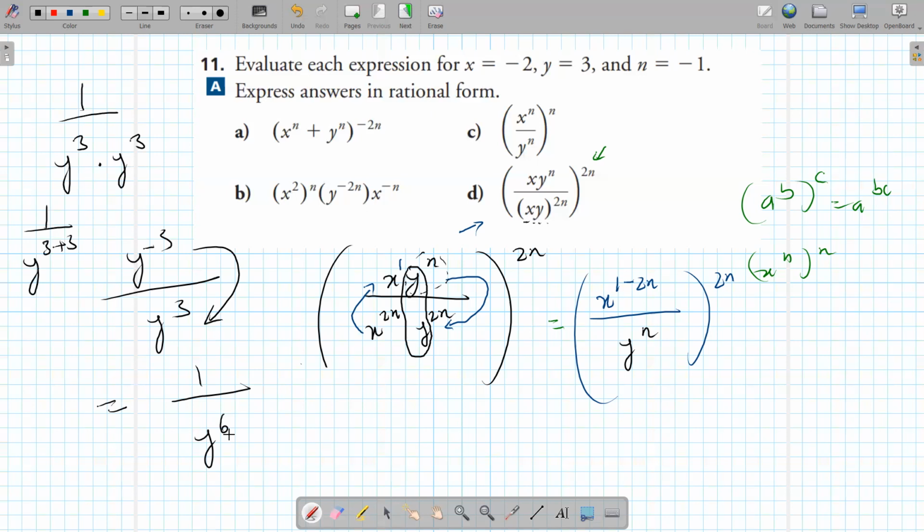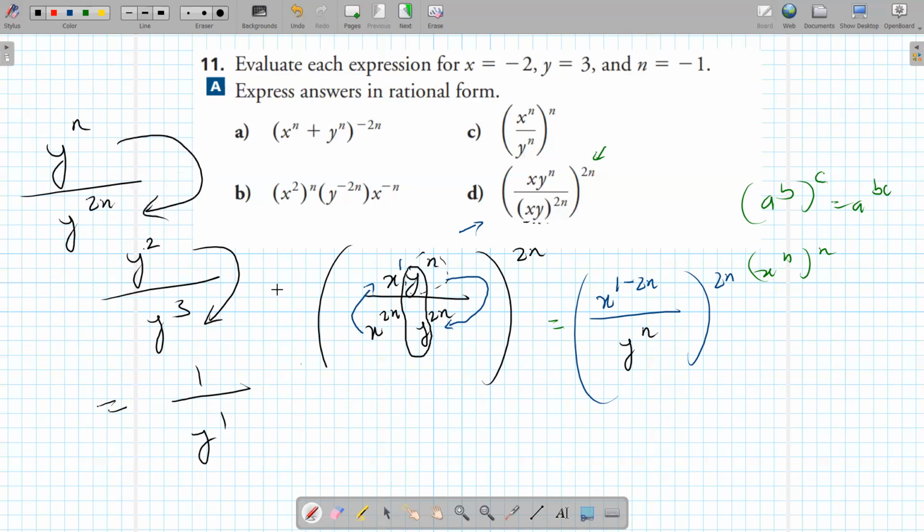Okay. What if instead of it being y to the -3, what if it was y to the 2? Now what do we get in the denominator? Y to the power of what? To the power of 1. Yeah, that's it. What if it was y to the power of n over y to the power of 2n? If you bring this down, what do you get? Y to the power of n. Yeah, that's it.